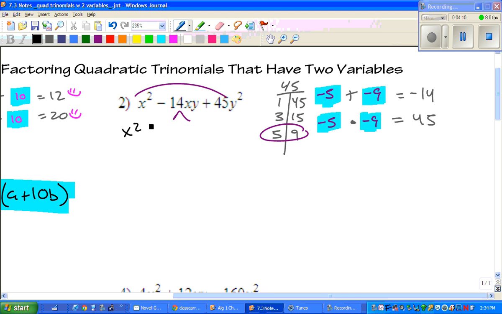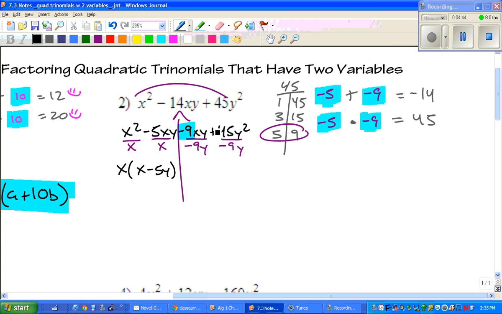So when we split this up, it's x squared minus 5xy minus 9xy plus 45y squared. Okay, so split the middle term. Take the GCF of the front, which is just x, and the GCF of the back is negative 9y. And remember, it's negative because your 9 is negative, that leading coefficient. Okay, so we factor it out, and we're left with x minus 5y. You just have to be very careful about the variables, okay? And you're left with x minus 5y.